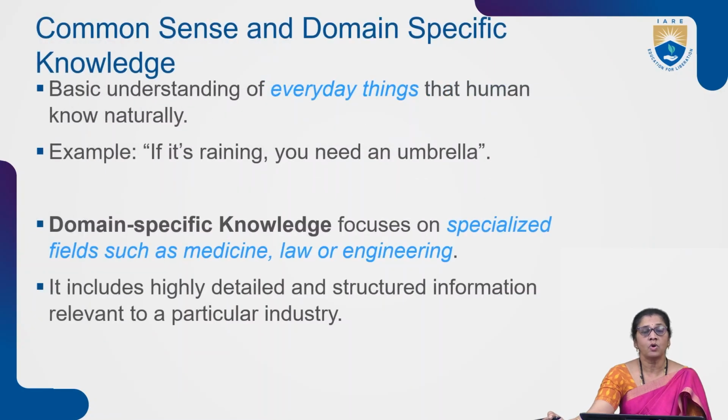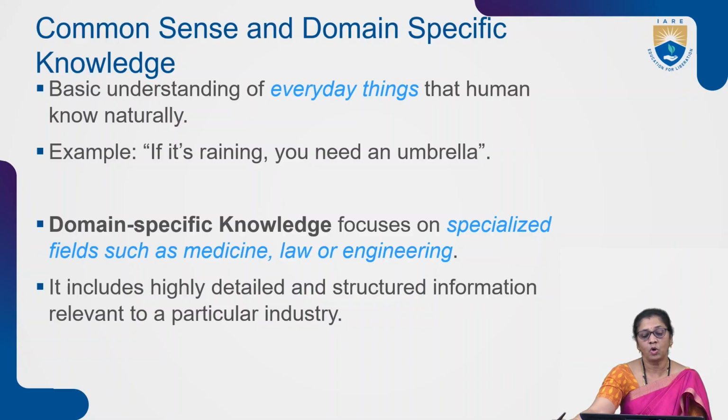Next comes common sense and domain specific knowledge. Common sense is based on the basic understanding of everyday things that humans know naturally. For example, if it's raining, our common sense says that we have to use an umbrella. So if it is raining, you need an umbrella. So this is called common sense knowledge.